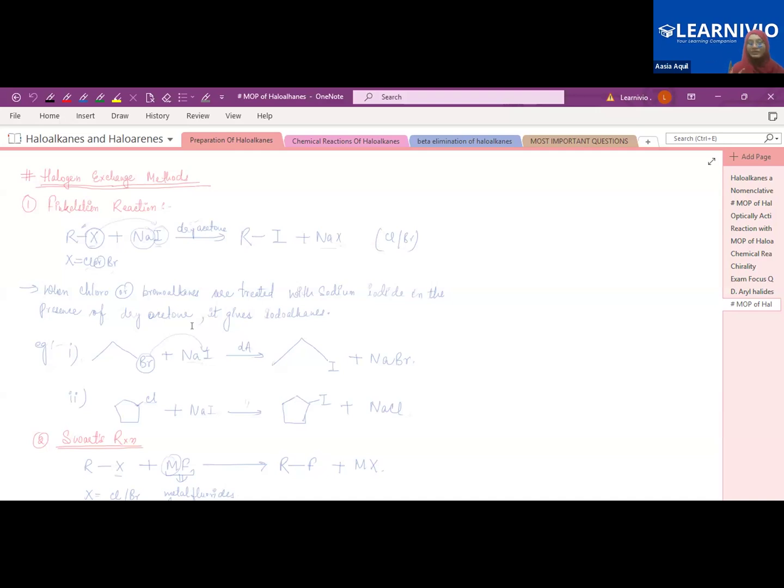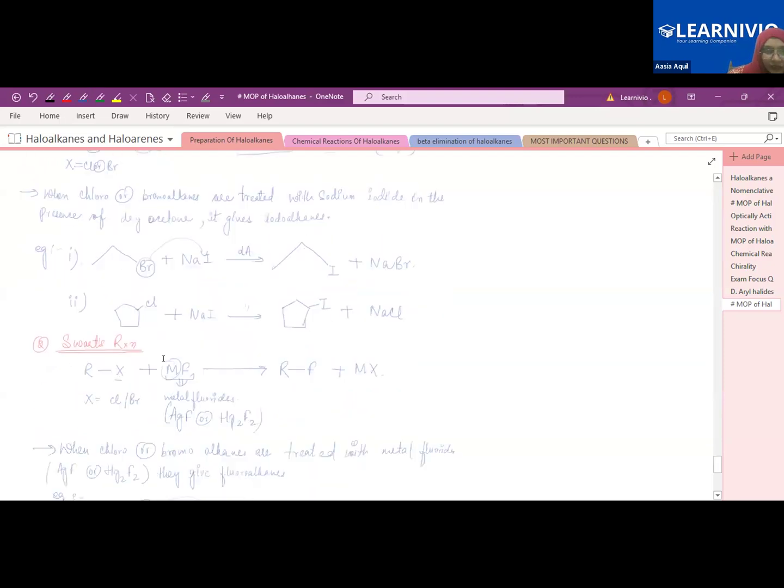Because it's a halogen exchange, what you are supposed to do is just exchange the halogen. Suppose this is your RX, where X could be either chlorine or bromine. Exchange this halogen with iodine, so the halogen X atom will be replaced by iodine and you will get RI, the iodoalkane.